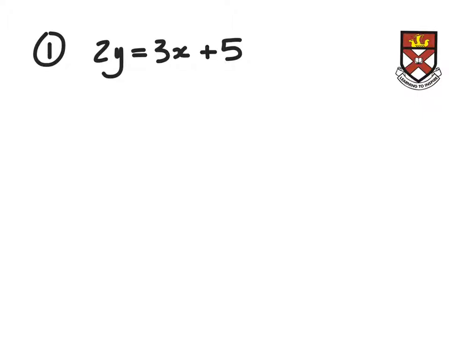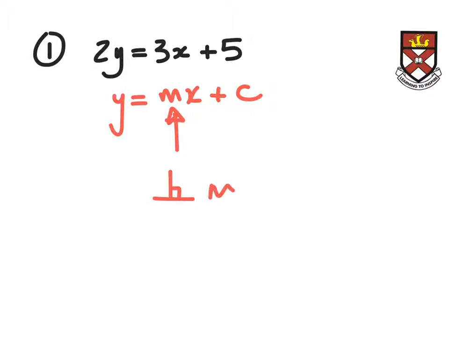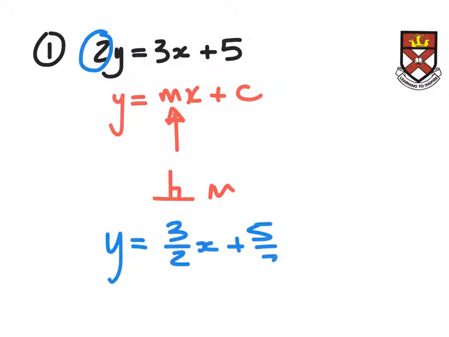Okay, we need to find the gradient perpendicular to this line. So the first stage is to write it as y equals mx add c, and once we've found m, that's going to give us what the perpendicular gradient is. So how are we going to do that for this question? Well, the problem here is the 2. So if I take the 2 over to the other side, I get 3 over 2x plus 5 over 2. That allows me to identify the m, which will then let me get the perpendicular.